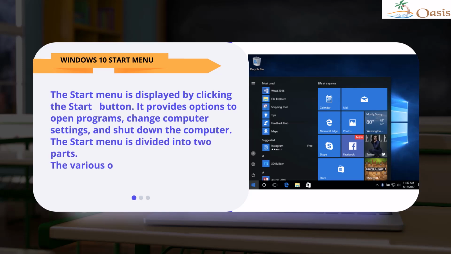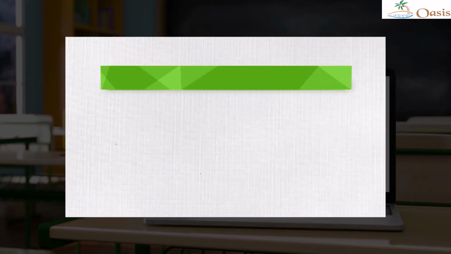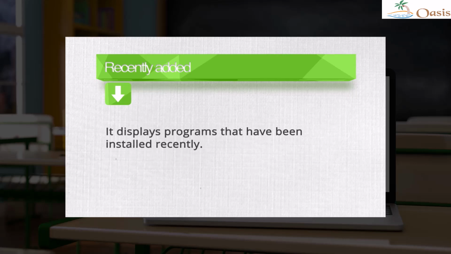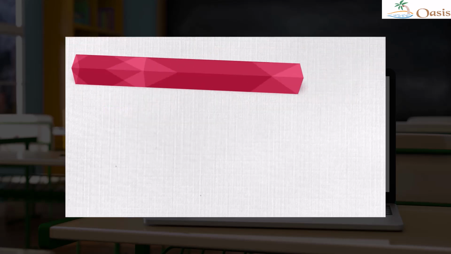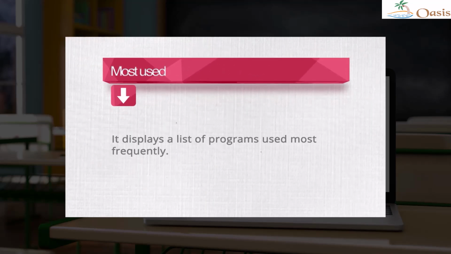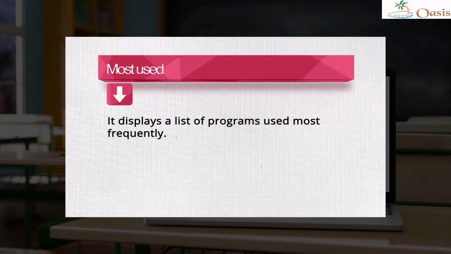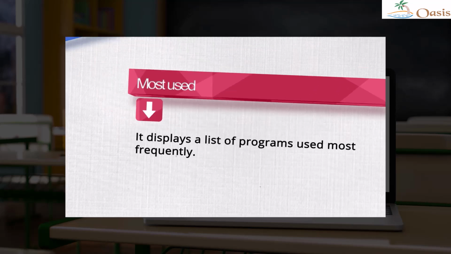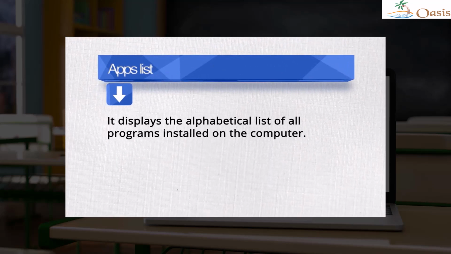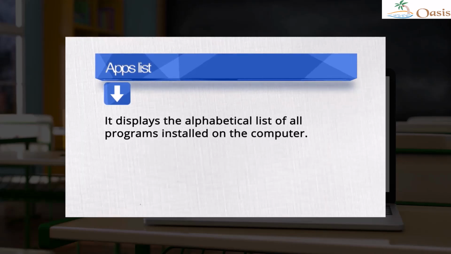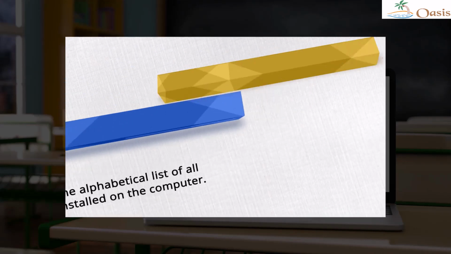The various options available on the left side of the Start menu are: Recently added. It displays programs that have been installed recently. Most used. It displays a list of programs used most frequently. Apps list. It displays the alphabetical list of all programs installed on the computer.